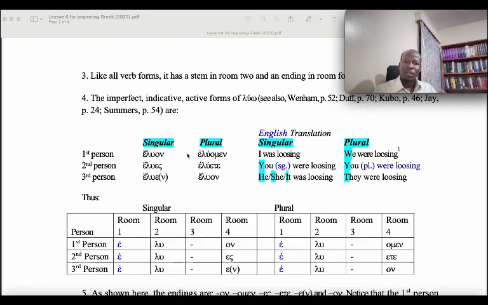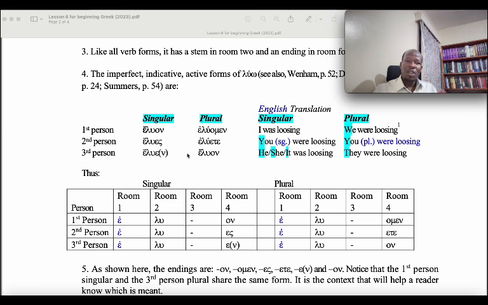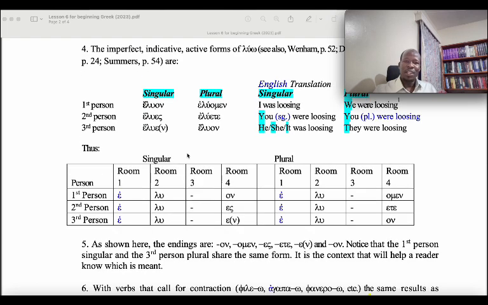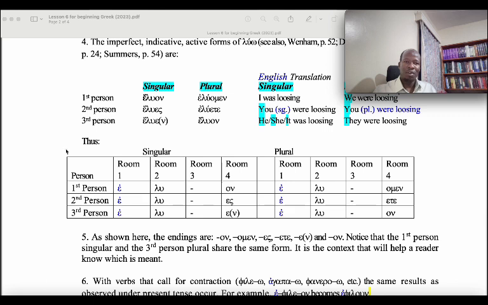Here is the point. So let me start with the room theory. So in room 1, I don't know where this fly is coming from. It is awkward.